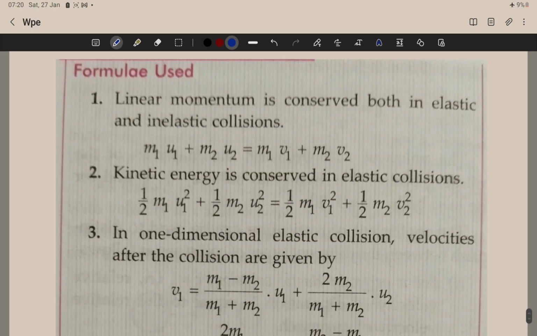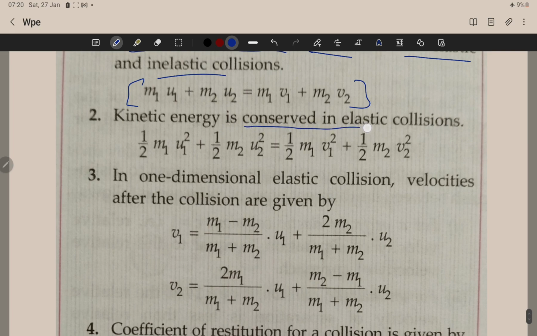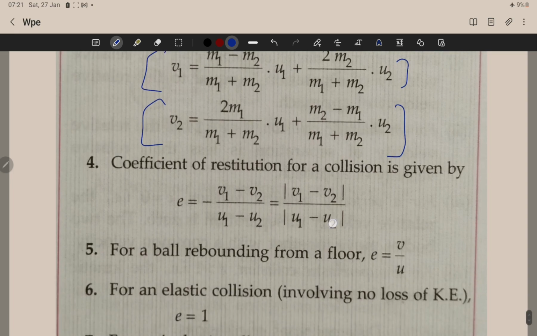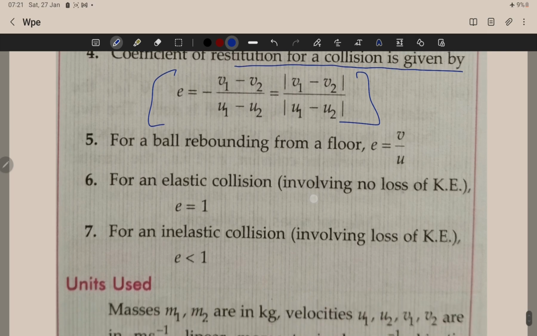Then the formulas that we use in collision. First is linear momentum, which is conserved in both elastic and inelastic collisions. This is the equation of linear momentum. Kinetic energy is conserved only in elastic collision, so we can write it like this. In one-dimensional elastic collision, the velocity after the collision is given by this formula for v1 and v2, the final velocities. Then this is the formula for the coefficient of restitution.